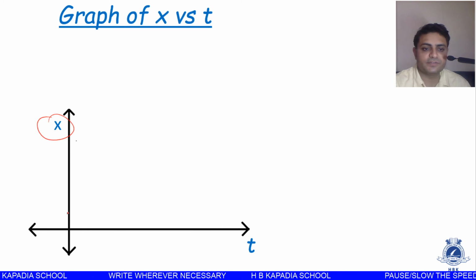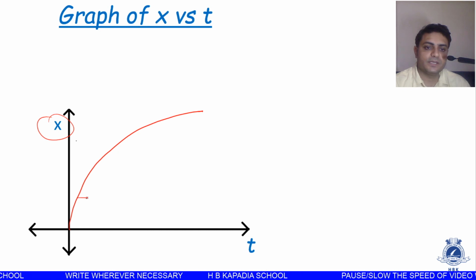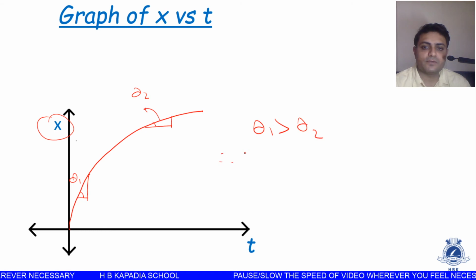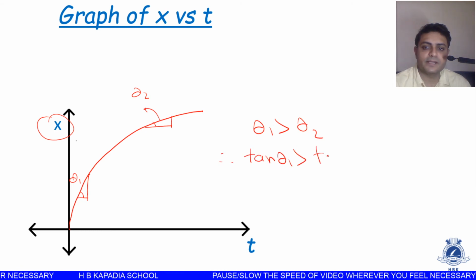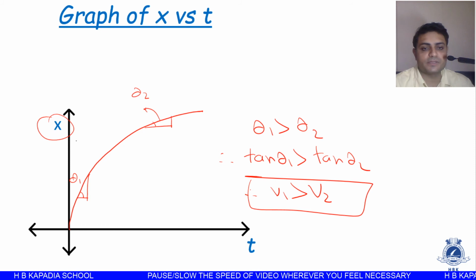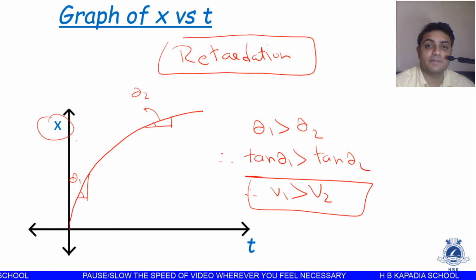Let's see another graph of x versus t. If we are having a graph like this, and we find out the slope near this point, and we find out the slope at this point, so we can say that if this angle is theta 1, and this angle is suppose theta 2, of course this theta 1 seems to be greater than theta 2, so therefore tan theta 1 will be greater than tan theta 2. So therefore v1 will be greater than v2. It means that as the time increases, the velocity in this case is decreasing. So therefore this is a graph of retardation. This is retardation along positive x direction.